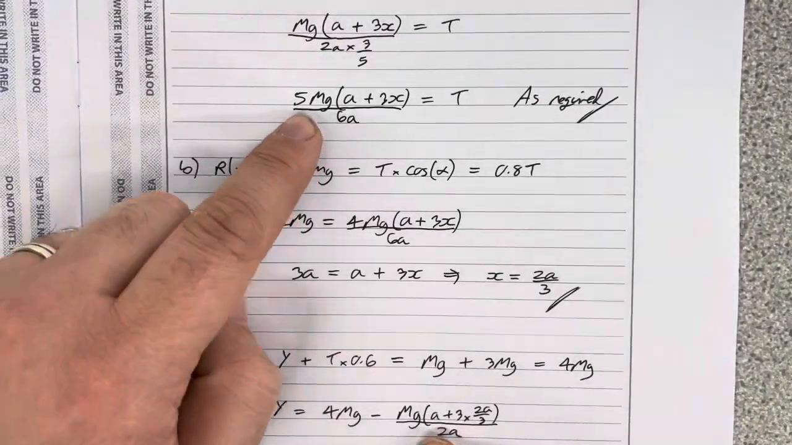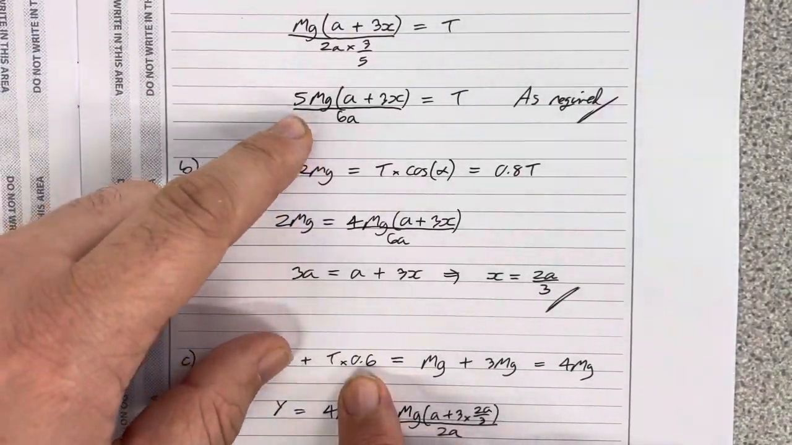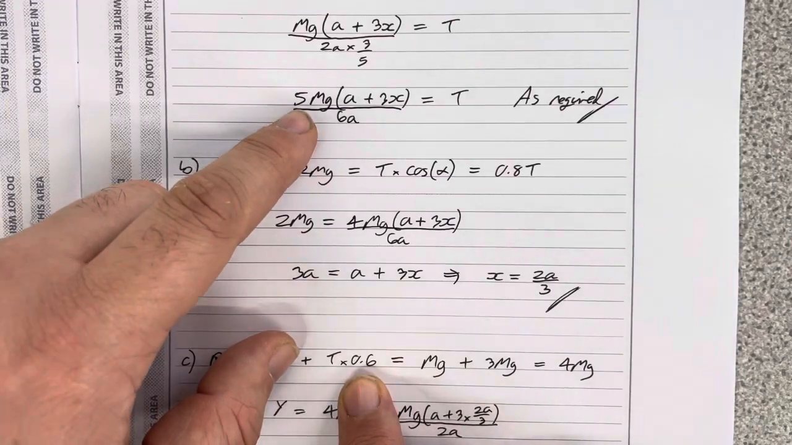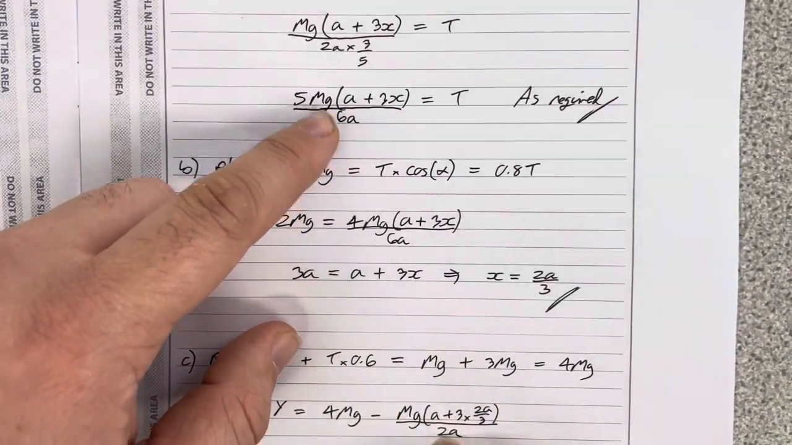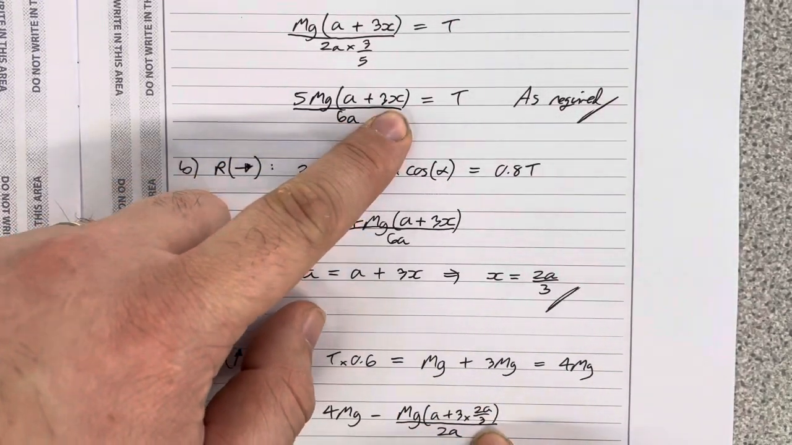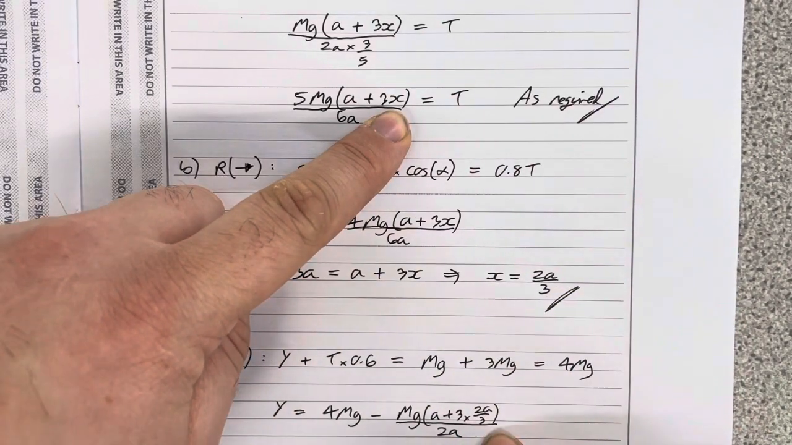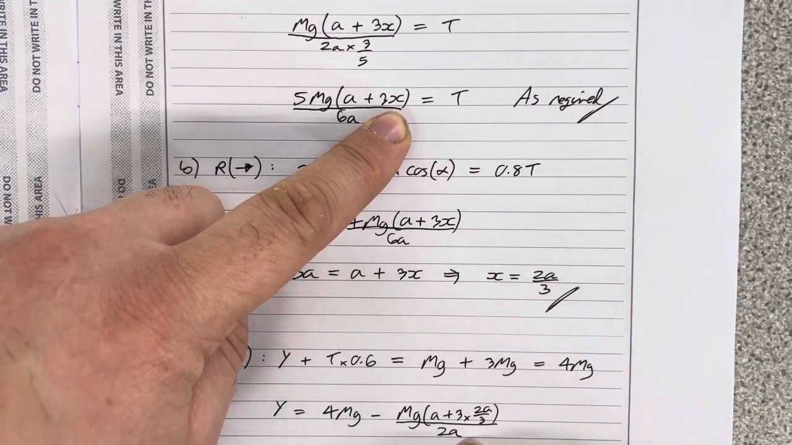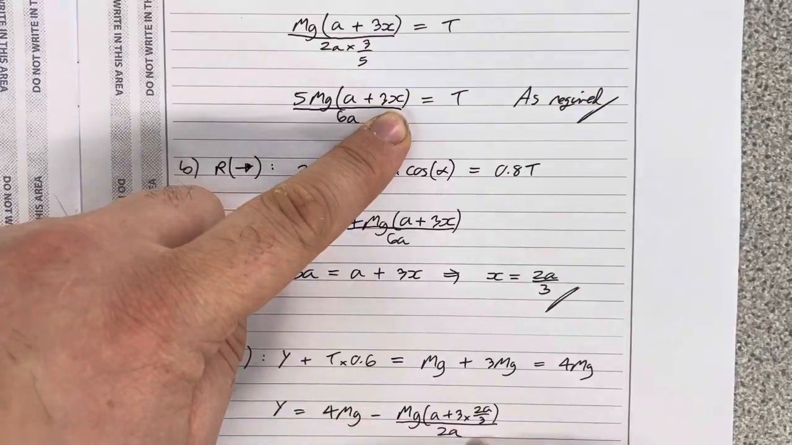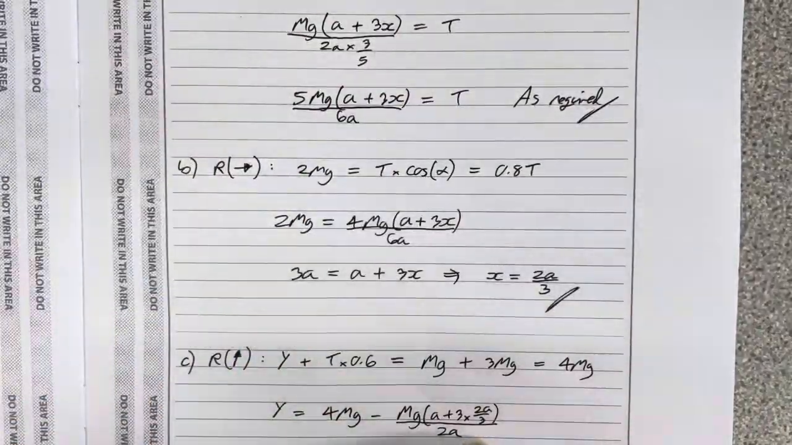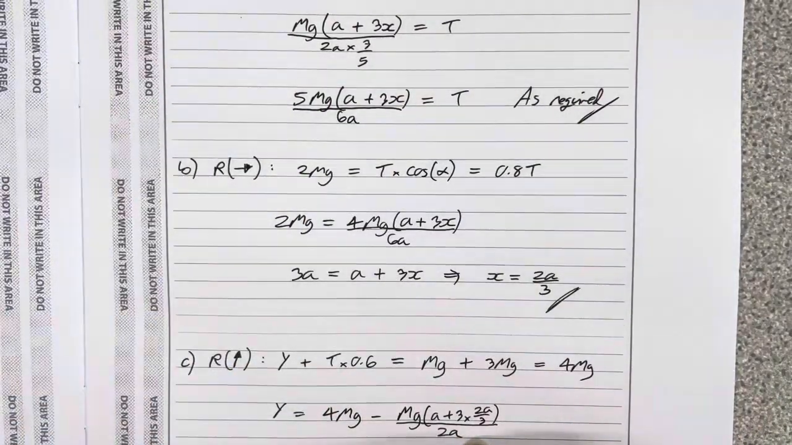So there's my tension. It's times by 0.6, so that 5 got changed for a 3, which 3 over 6 became the 2 on the bottom. And then I've also replaced the x there with 2a on 3, as we found in part B. So what we should find is that the a's there cancel, and we're left with y in terms of mg, which is good, because then we can calculate the angle, because we've got capital X in terms of mg.